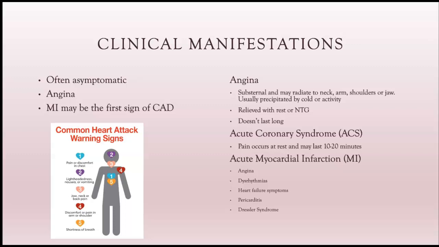With clinical manifestations, you're going to see angina, which is the chest pain associated with the heart. That chest pain is generally substernal, right behind the sternum, right where the heart sits. But it can radiate up to the neck, arms, shoulders, jaw. The telltale symptom is chest pain that radiates down the left arm. It's usually precipitated by cold or activity, and relieved with rest or nitroglycerin. This is important to know.